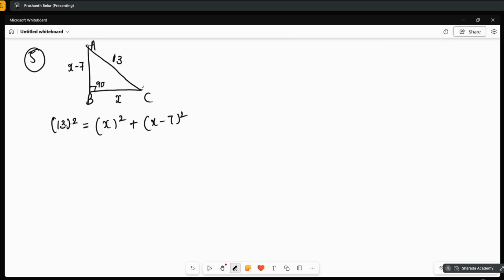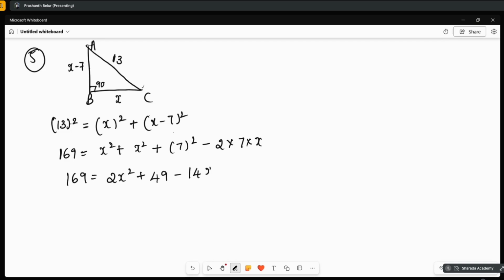Okay. So 13 square is what? 169. So this is x square plus, and this is (x minus 7) whole square, that is a square plus b square minus 2ab. So x square plus 7 square minus 2 into a into b. So 2x square, 7 square is 49, minus 14x. Now simplify. You got the answer? 12 you got. Correct.